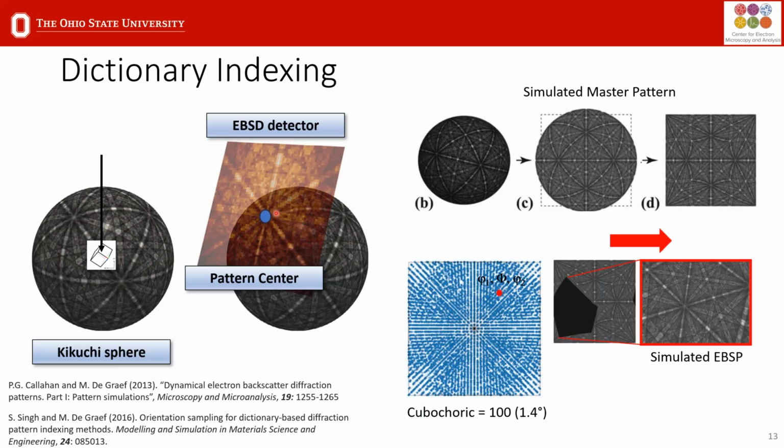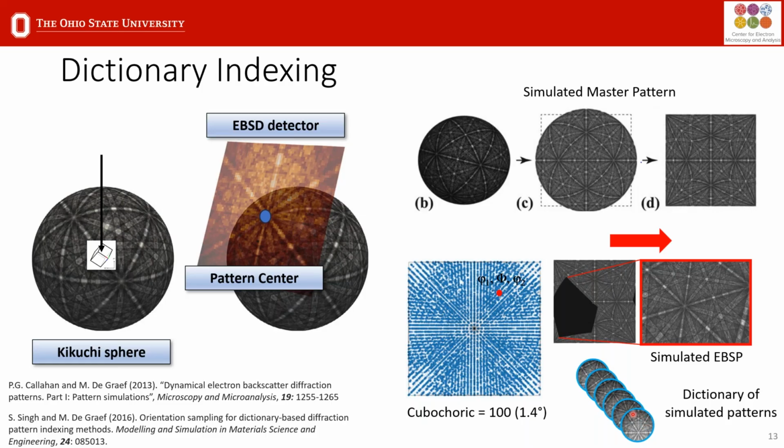detector. So you go from the master pattern, you use the detector parameters, meaning the distance and the number of pixels, and then you take the orientation information and project that information onto a 2D pattern, which represents your simulated pattern. And then you go to all these points in orientation space to generate your dictionary that you would then compare to a particular experimental pattern.